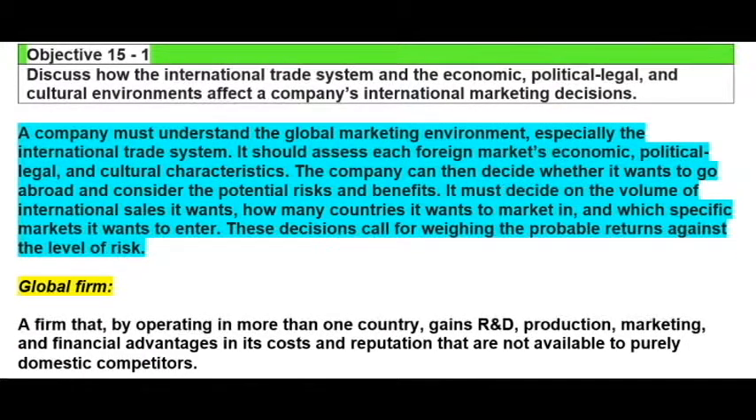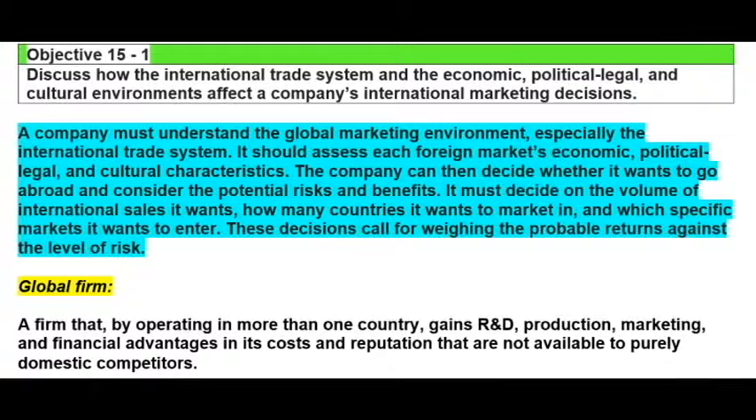Objective 15.1. Discuss how the international trade system and the economic, political, legal, and cultural environments affect a company's international marketing decisions. A company must understand the global marketing environment, especially the international trade system. It should assess each foreign market's economic, political, legal, and cultural characteristics. The company can then decide whether it wants to go abroad and consider the potential risks and benefits.